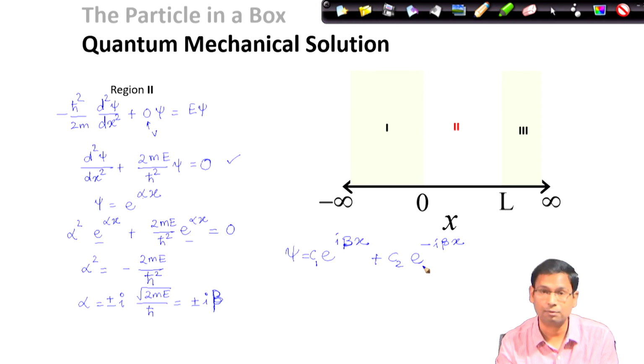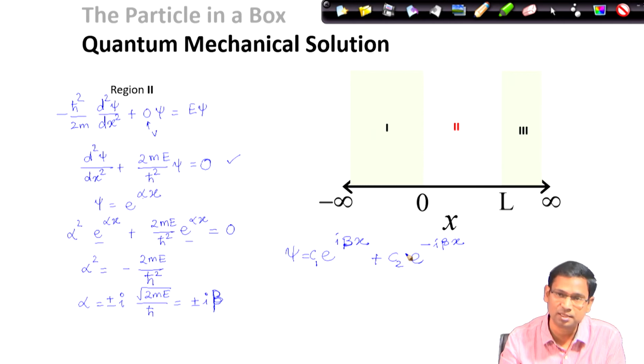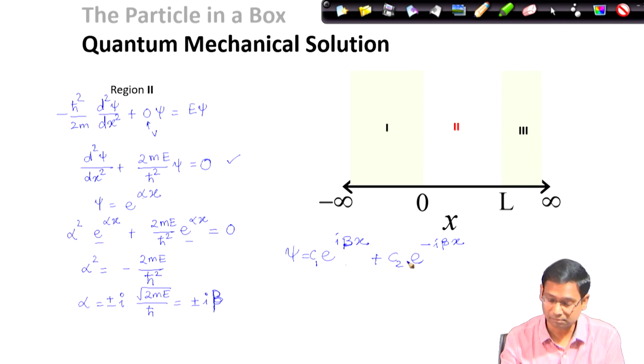What do I gain by this? I am saying that each of the solutions is acceptable. So, therefore, I am giving some coefficients C 1 and C 2, and I would find out C 1 and C 2. They essentially represent the contribution of e to the power i beta x, or the contribution of e to the power minus i beta x, to the final wave function. These C 1 and C 2 have to be determined.